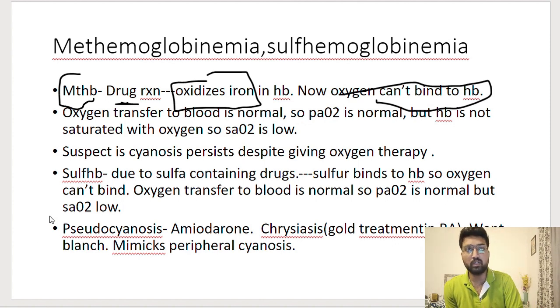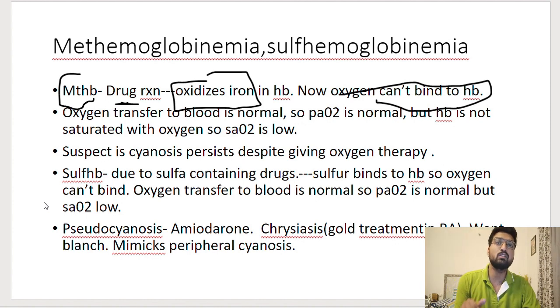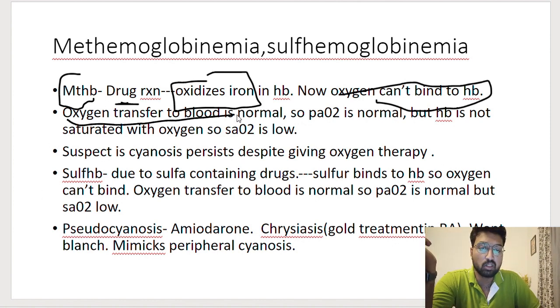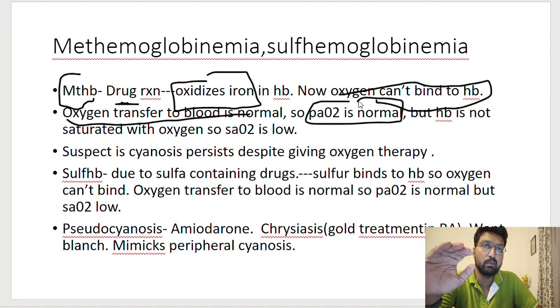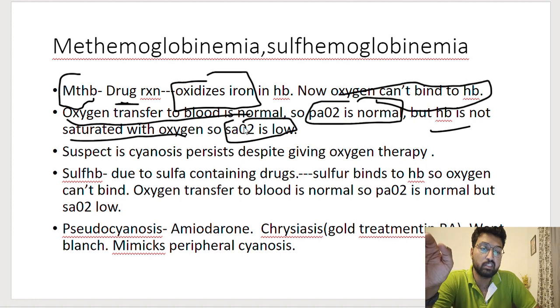Oxygen is entering normally from the lungs to the blood. Entry is normal, but when it enters the blood, it cannot bind to hemoglobin because hemoglobin is already oxidized. So oxygen transfer to blood is normal, so PaO2 will be normal. If you do an ABG, you see the PaO2 is normal. But the hemoglobin is not saturated with oxygen. It does not have an oxygen molecule attached to it. So saturation, if you check with the pulse oximeter, will be low.